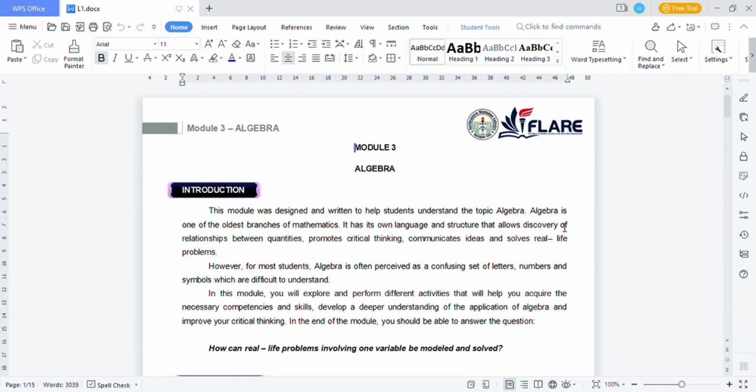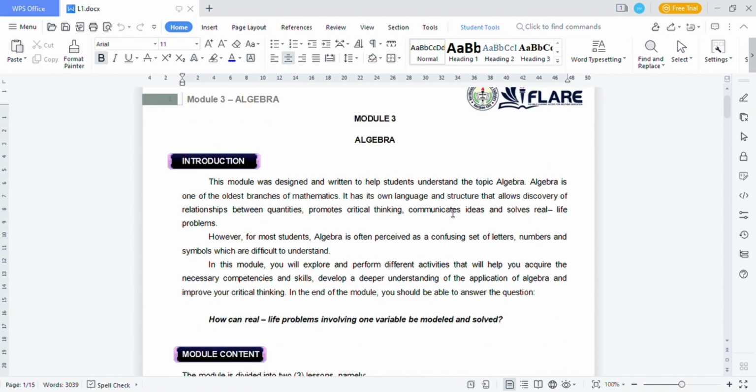So for this day, we start Module 3, and Module 3 is all about algebra. This module was designed and written to help students understand the topic algebra. Algebra is one of the oldest branches of mathematics.